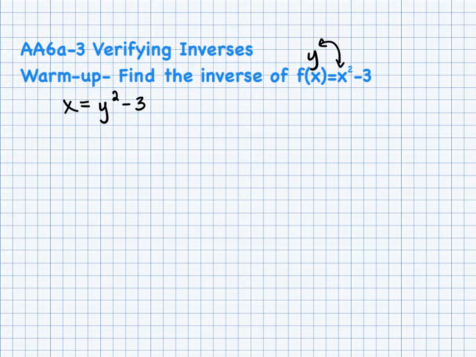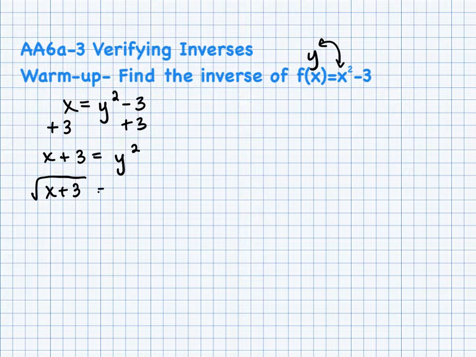So the first thing we're going to get rid of is this 3 here, and we're going to do that by doing the inverse operation. So subtracting 3, the inverse would be to add 3. And since x and 3 are not like terms, we're just going to write that as x plus 3 equals y squared. And then to get rid of that squared, we need to square root both sides. And whenever we're square rooting to solve, that's always a plus or minus. So we've got y equals plus or minus the square root of x plus 3.